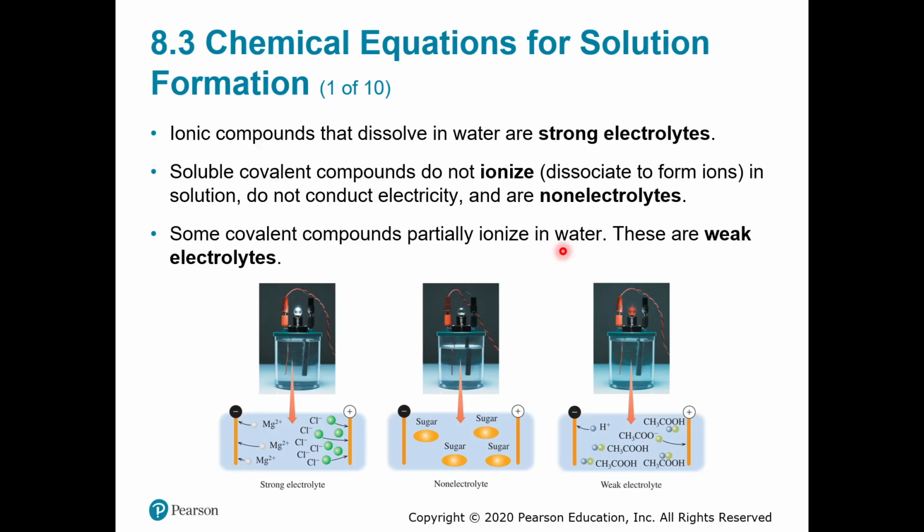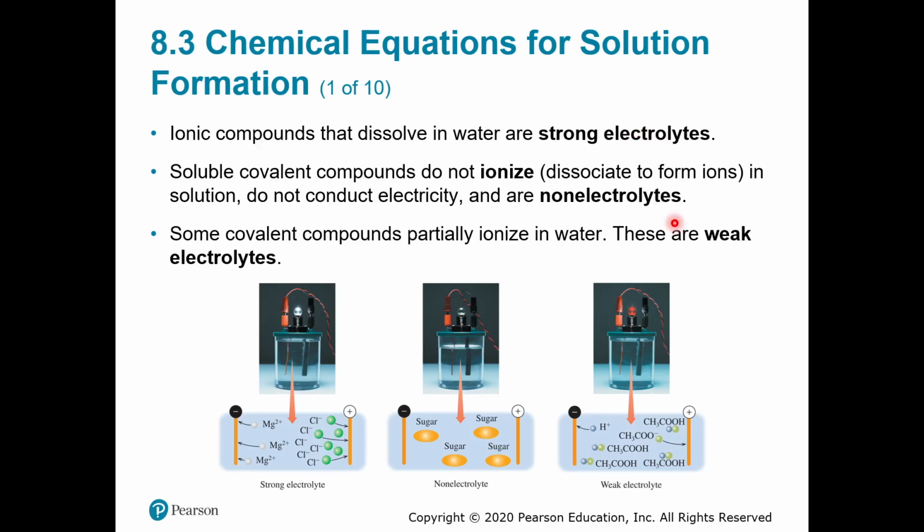Soluble covalent compounds do not ionize, meaning they do not dissociate to form ions in water. And so these are called non-electrolytes. So for example, sugar in water is a non-electrolyte. If you were to take table salt, or potassium iodide, or many others, these are going to be strong electrolytes. They fully dissociate in solution.